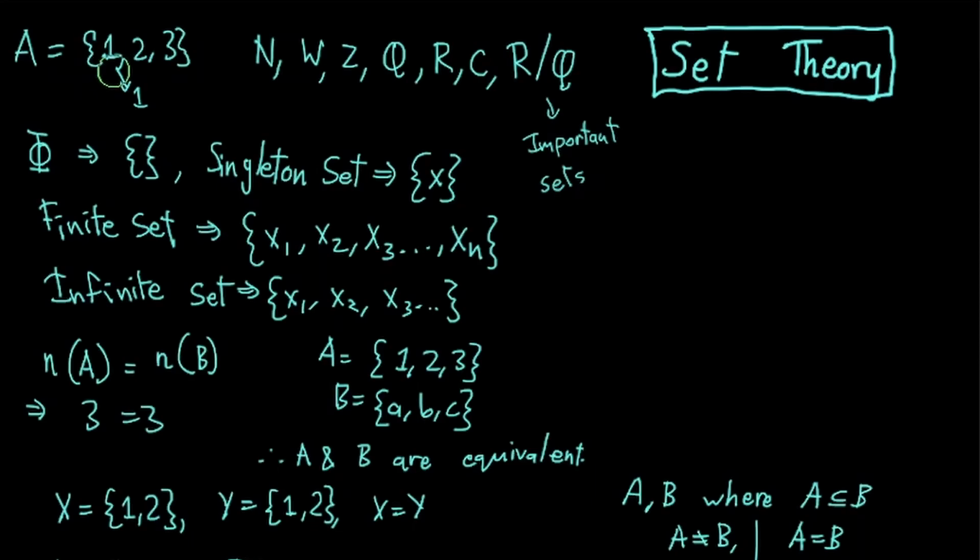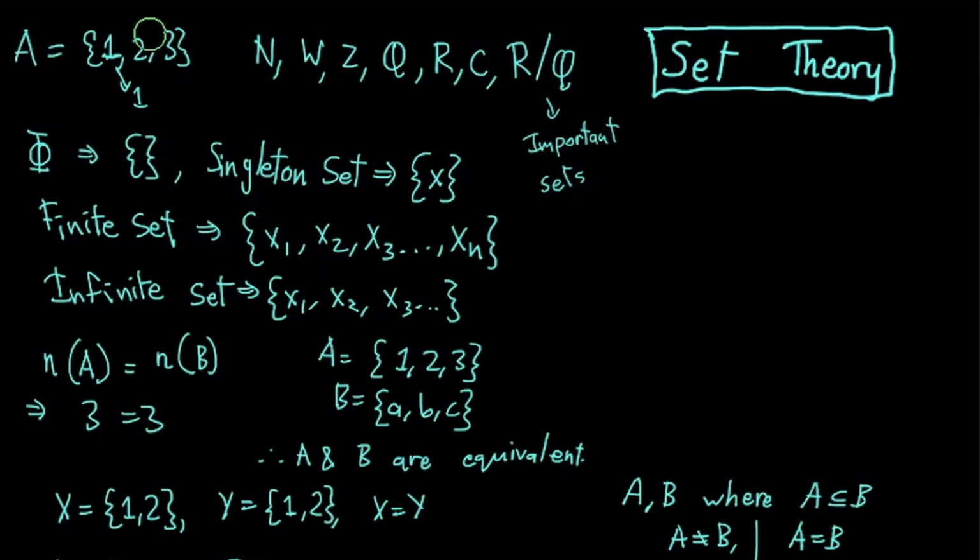A set is defined to be a collection of objects taken on a well-defined basis. So, for example, the set A is equal to {1, 2, 3}, and along with that, an element is basically each member of a set. So for this set, 1 is an element of the set A, or the set {1, 2, 3}.